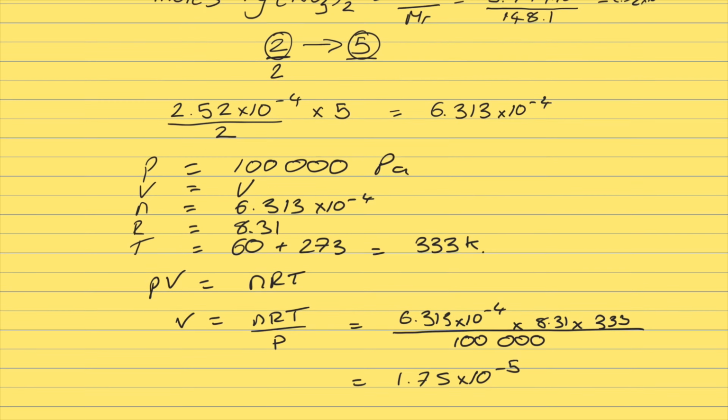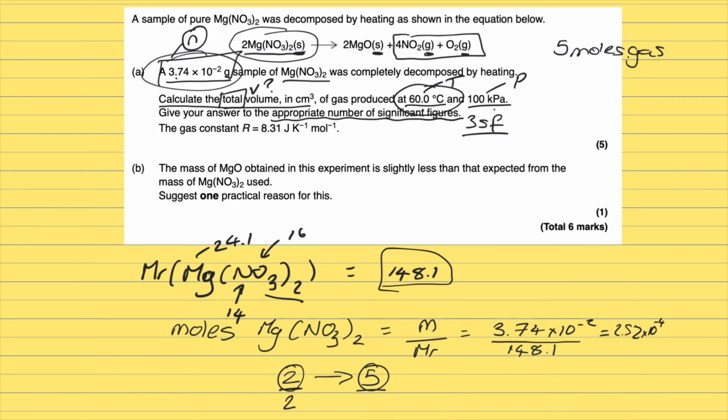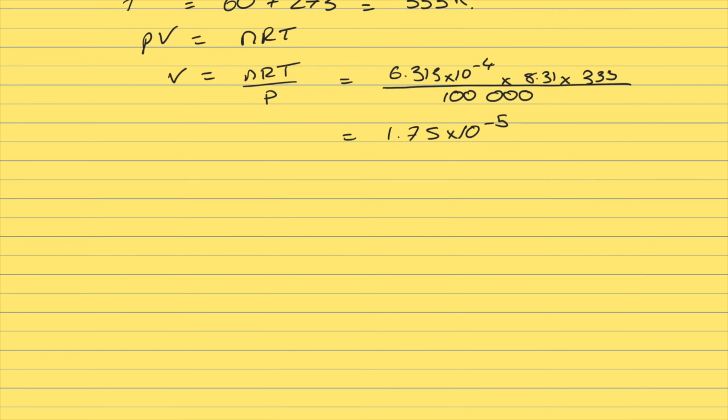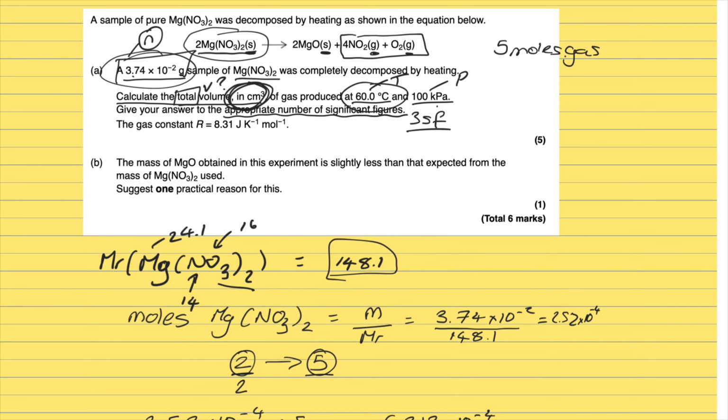If we look up at the question, it says calculate the total volume in centimeters cubed to an appropriate number of significant figures. Well, this is 3 sig figs, but this is in meters cubed. So to convert it into centimeters cubed, we need to times it by 1,000,000. It's the opposite to what we've been usually doing, which will give us an answer of 17.5 centimeters cubed. Let's check. Have we done everything that the question said? Calculate the total volume in centimeters cubed given to 3 sig figs.